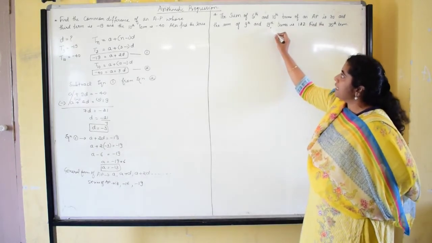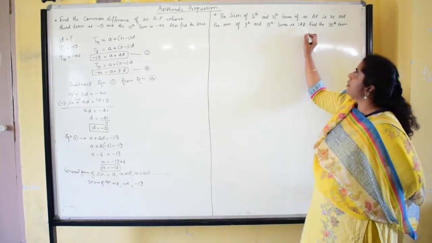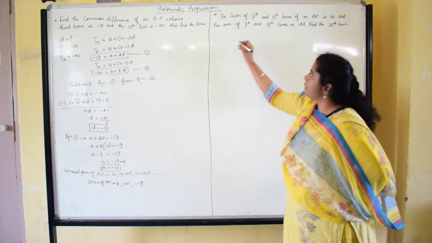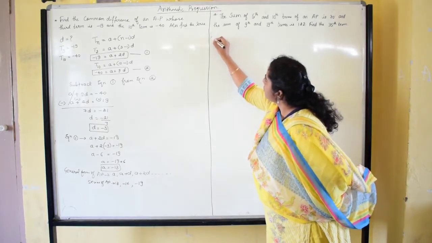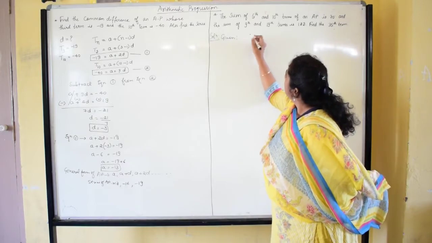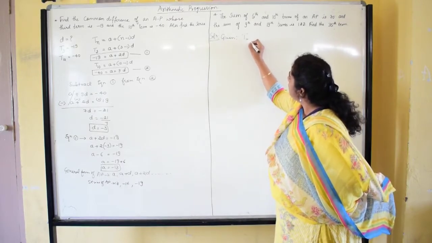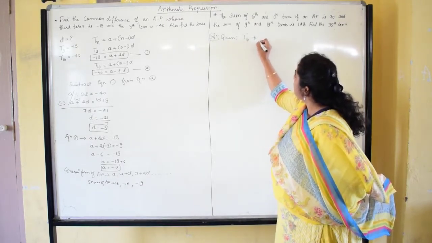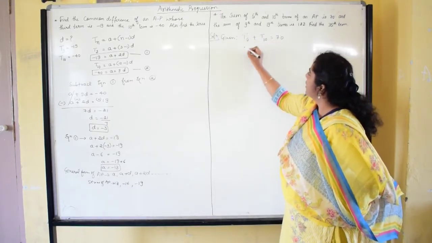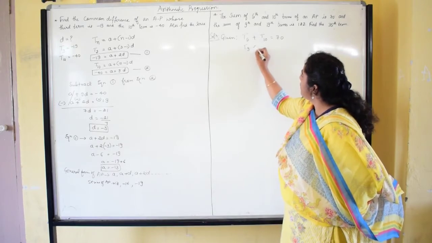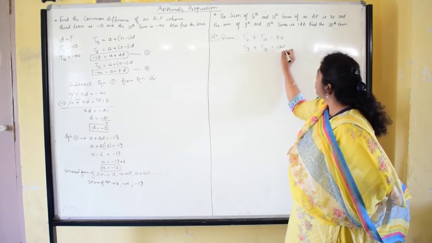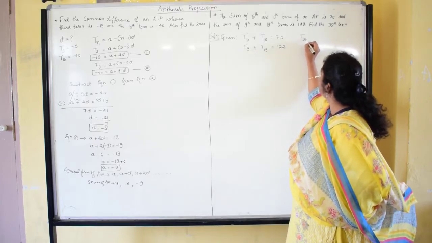The sum of the 9th term and the 19th term is 122. You have to find the 35th term. So given, this is the solution: the sum of the 5th term plus the 10th term is equal to 70. Then the 9th term plus the 19th term is equal to 122. You have to find the 35th term.